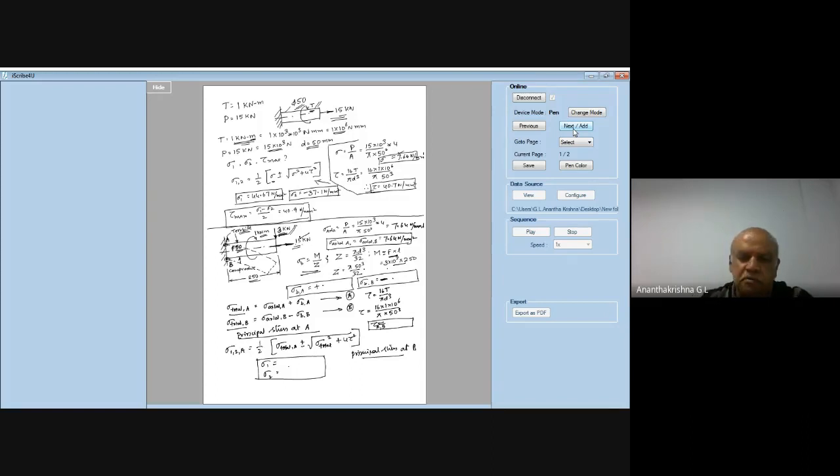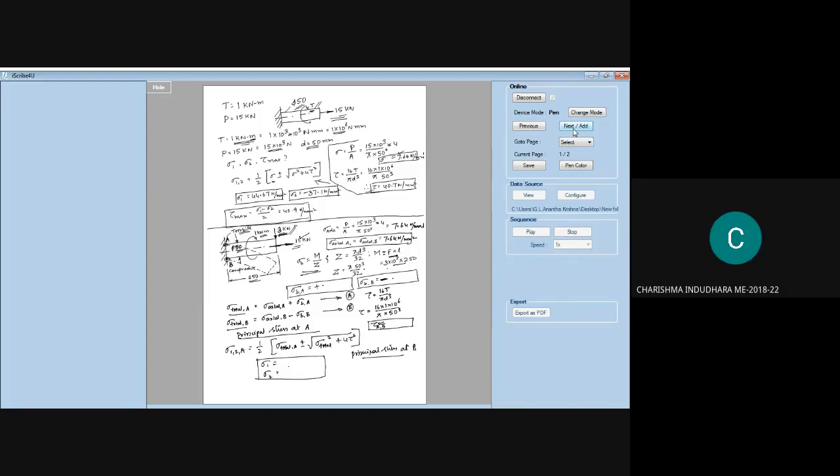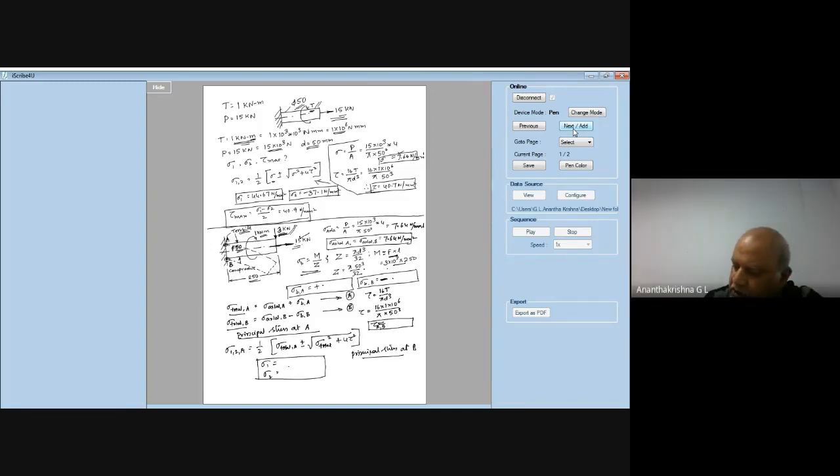Can anyone give me sigma bending at A? 61.146. Excellent, correct. I'll just take it as 61.1 megapascal. And bending at point B is minus 61.1. Excellent.